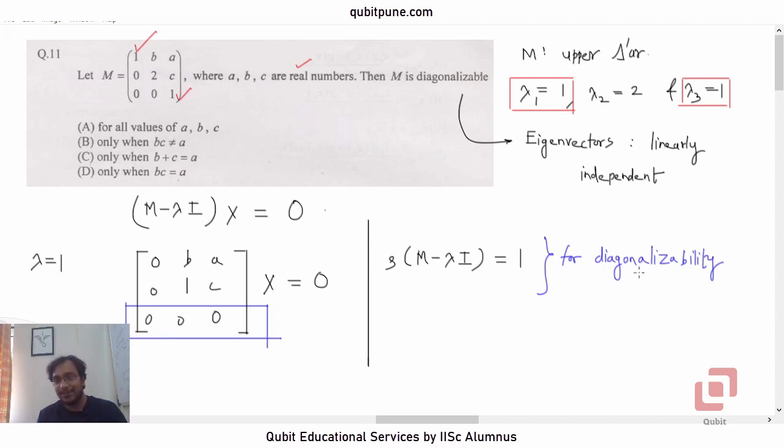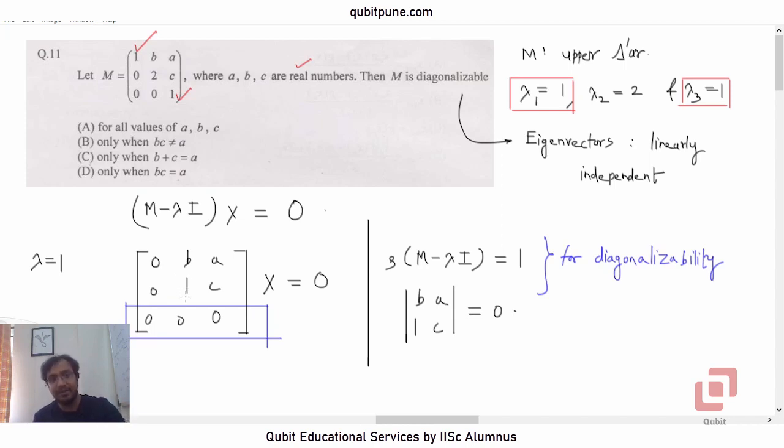Hope that's the right word, diagonalizability. Okay. So when is that possible? That is possible when the determinant BA1C is equal to 0. Correct? The second row should be dependent on the first row.